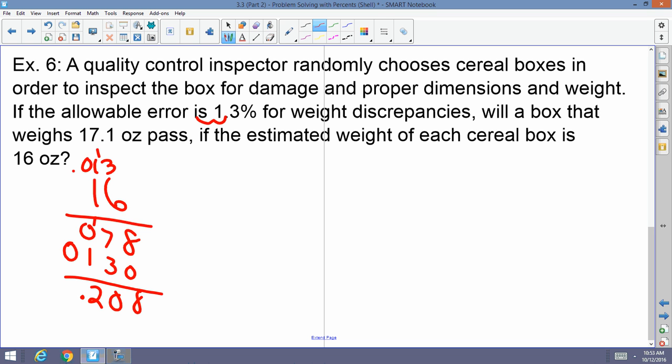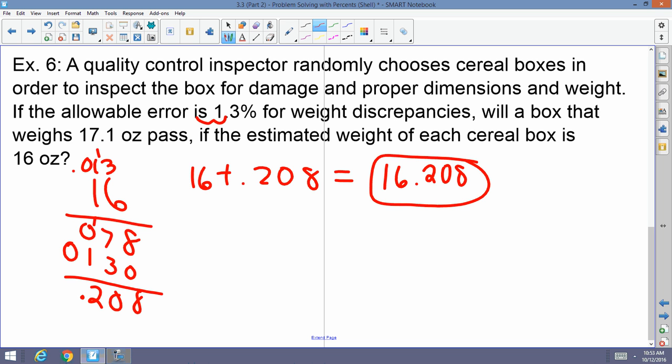So what's 16 plus 0.208? 16.208. Is this allowable? Will this pass? No. They will reject that one. That's the way business goes. Does that make sense, guys?